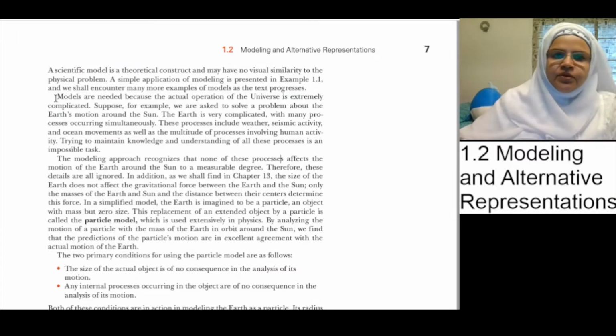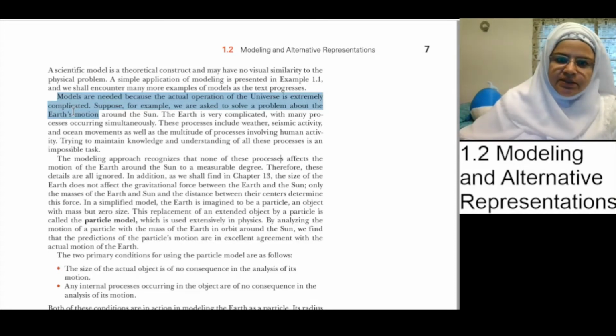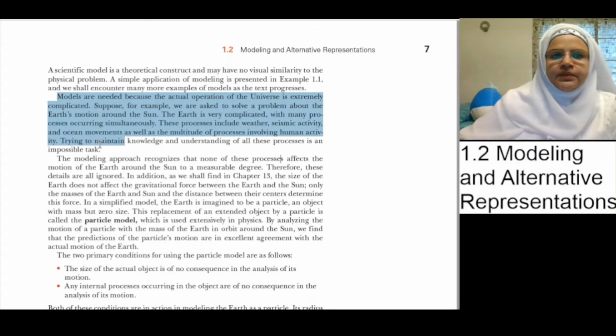Models are needed because the actual operation of the universe is extremely complicated. Suppose, for example, we are asked to solve a problem about Earth's motion around the Sun. The Earth is very complicated, with many processes occurring simultaneously. These processes include weather, seismic activity, and ocean movements, as well as the multitude of processes involving human activity. Trying to maintain knowledge and understanding of all these processes is an impossible task.